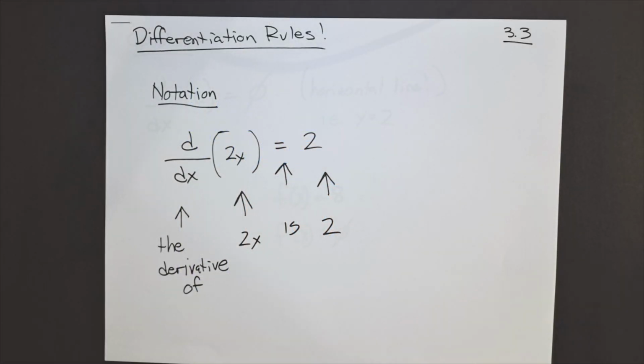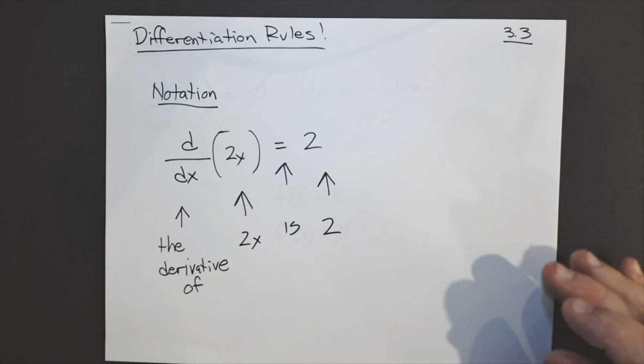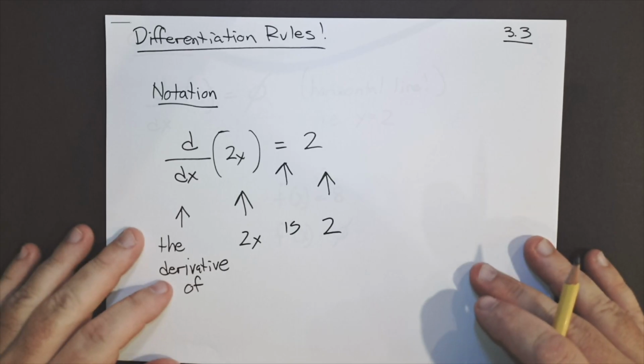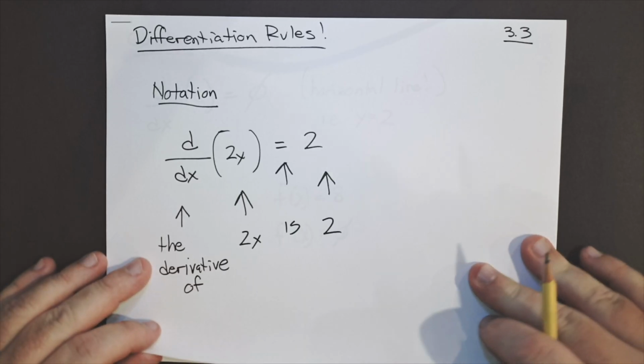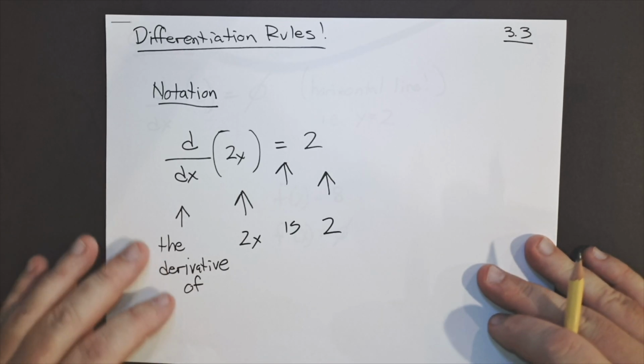All right, we're moving on to 3.3. Enough of that derivative definition stuff. That takes too long, too much algebra. So now we're going to move into the regular rules of differentiation. These are all the shortcuts that we've talked about.